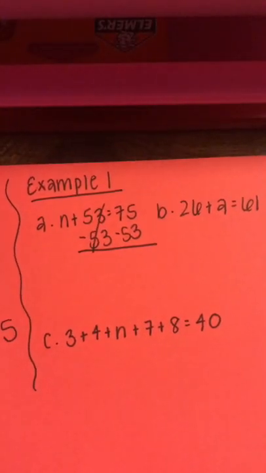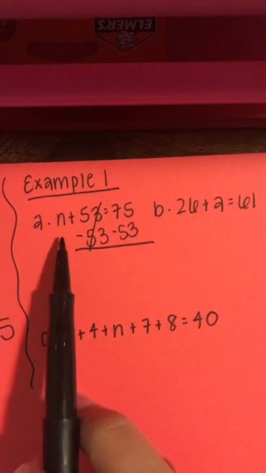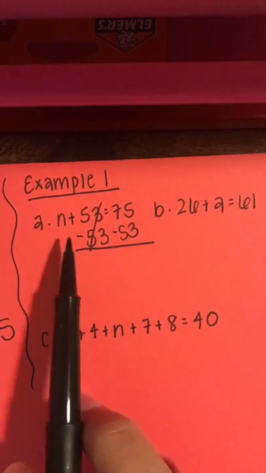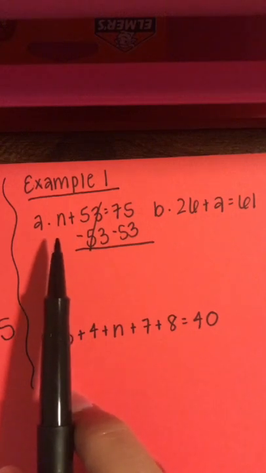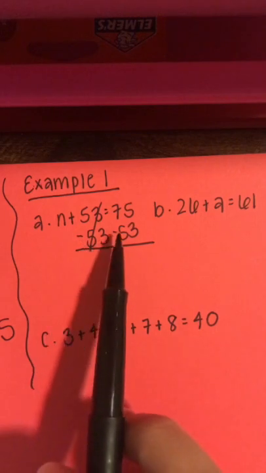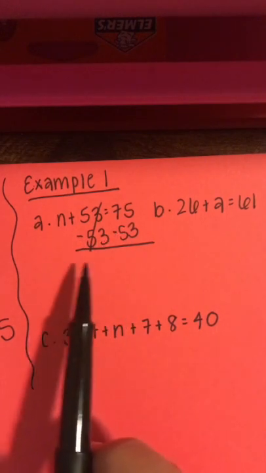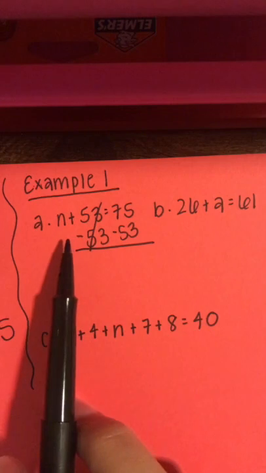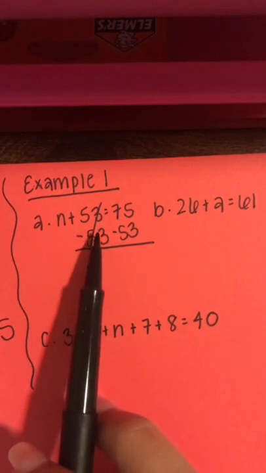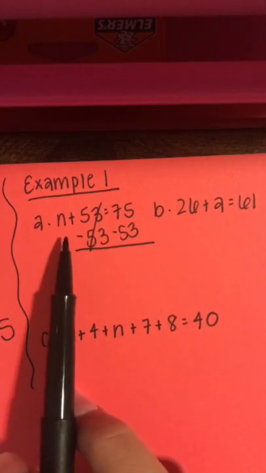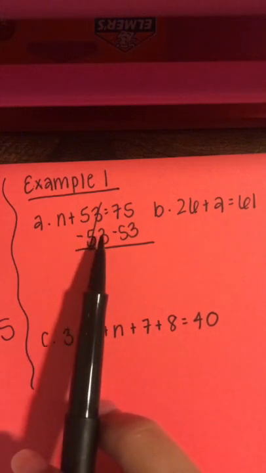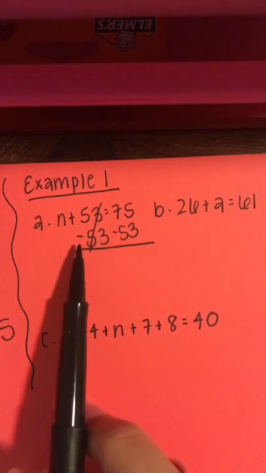So for example 1, we want to find the unknown number in each equation. So for a, we have n plus 53 equals 75. So n here is our unknown number. We want to isolate this in order to solve for what this number is. So like we said before, you want to take the addend and subtract it from the sum. So we are subtracting here because we have n plus 53. Since we want to isolate this n, you want to get rid of the 53 on this side. So that is why you are going to subtract.